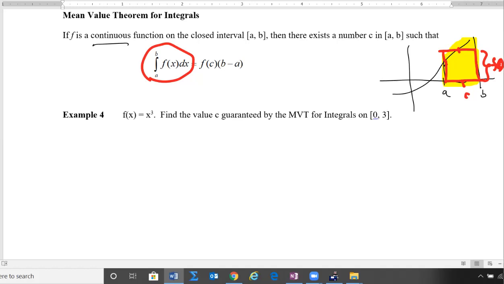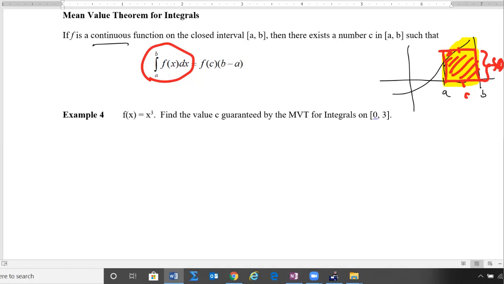and f of c times b minus a, in other words, this area is the same as the yellow area underneath the curve. So there is some value. The function will give us a height in there so that we have a rectangle that will give you basically the same value as the integral itself for some value c. So that's kind of interesting. And so this is more of a theoretical result in a lot of ways.